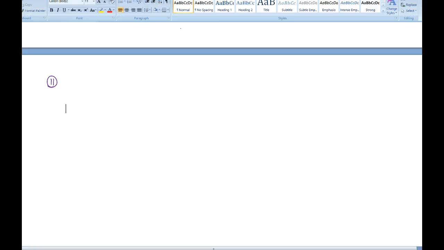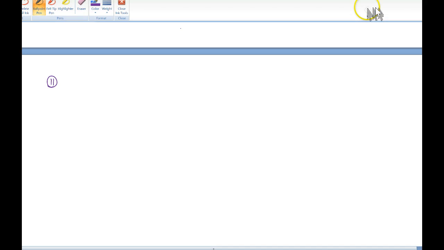Okay, number 11. Designing a tank. Your ironworks has contracted to design and build a 500 cubic foot square based open top rectangular steel holding tank for a paper company. Okay, so it's a square base.